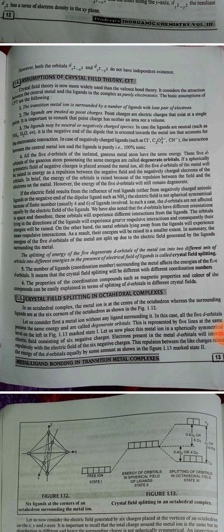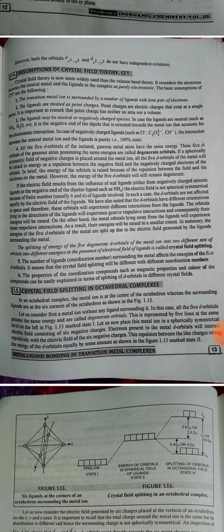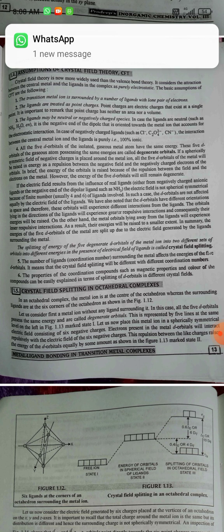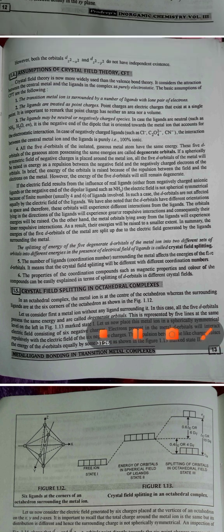Fifth, the number of ligands surrounding the metal affects the energies of the 5d orbitals. It means that the crystal field splitting will be different with different coordination numbers. The properties of the coordination compounds, such as magnetic properties and color, can be easily explained in terms of splitting of d orbitals in different crystal fields.